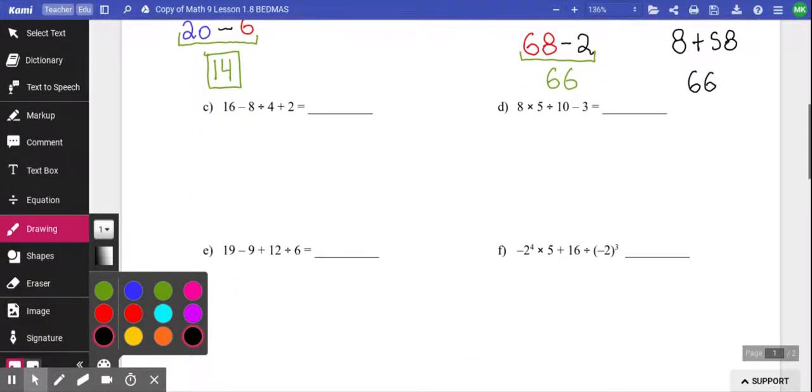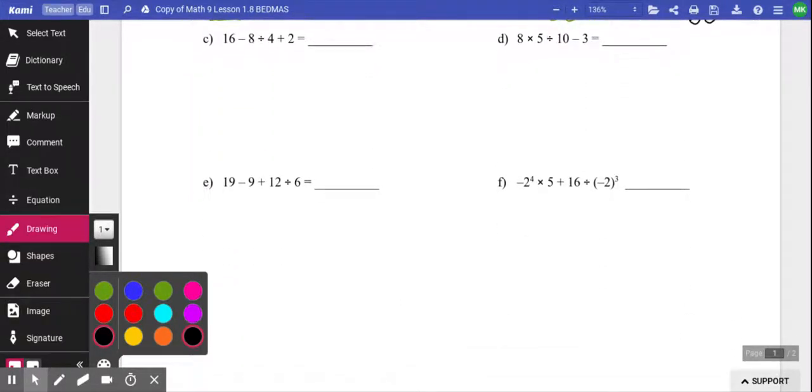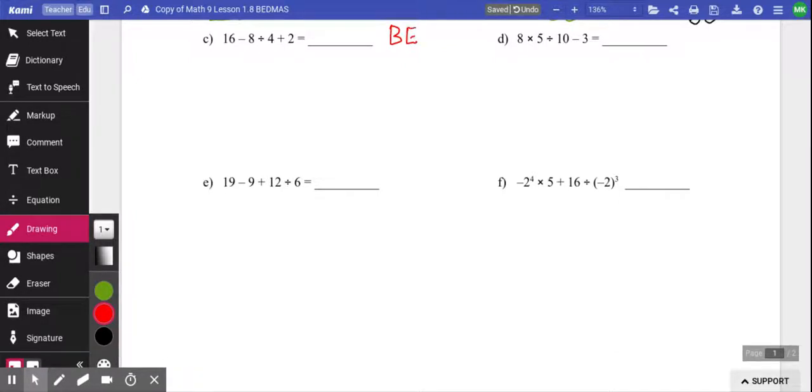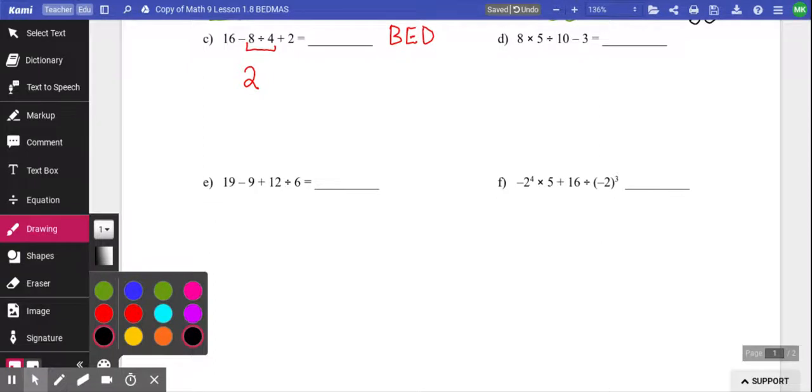Awesome. Looking at C. If we're doing BEDMAS, we start with B. There's no brackets in this question. We do E for exponents. There's no exponents in that question. We do D for division. We do have a division symbol. It's right in the middle of the question. 8 divided by 4 would turn that middle number into 2. The other numbers remain the same.